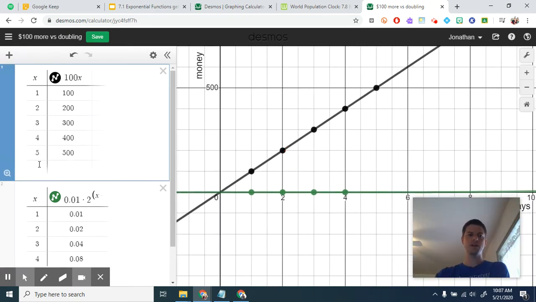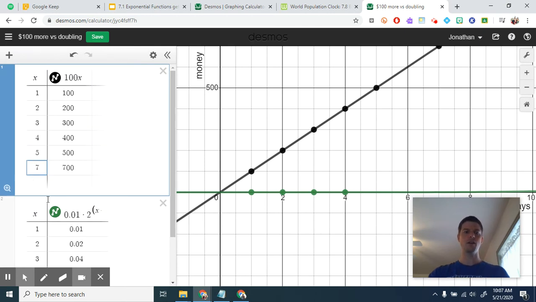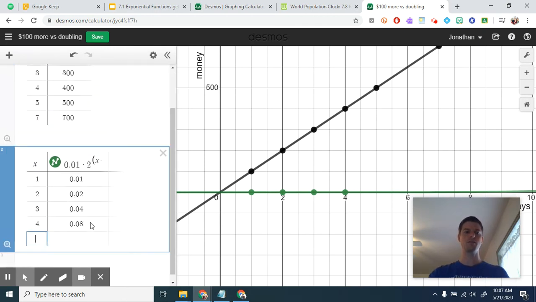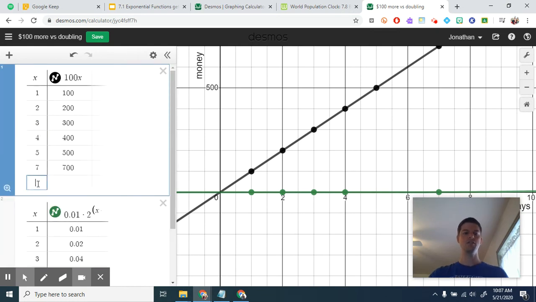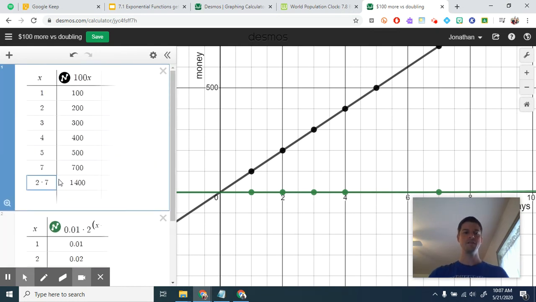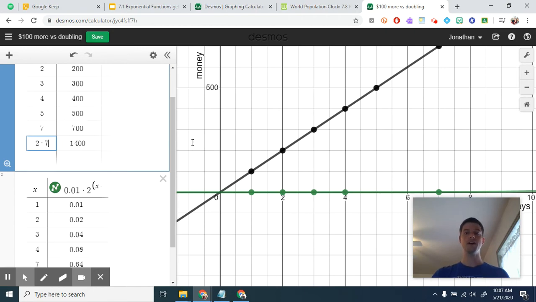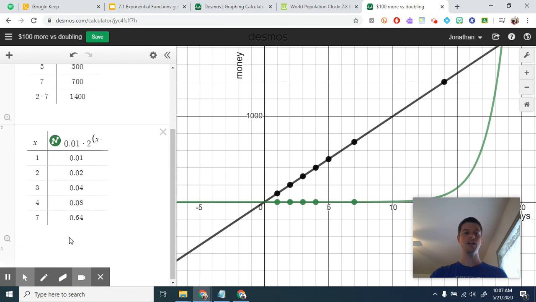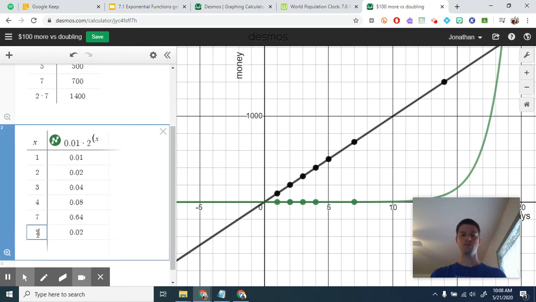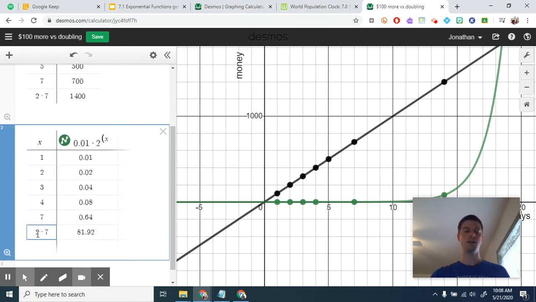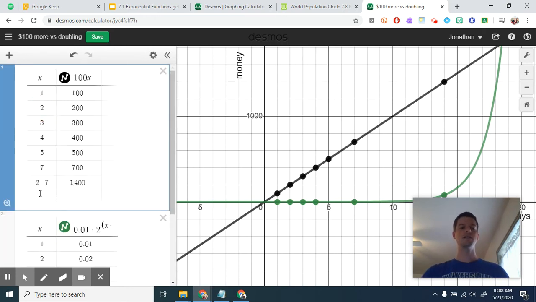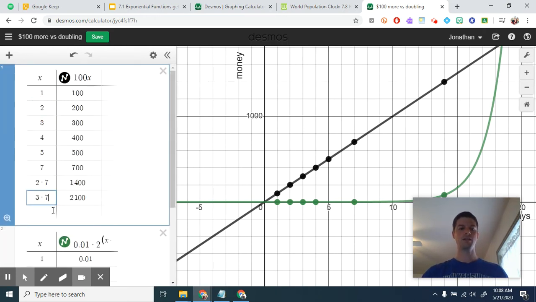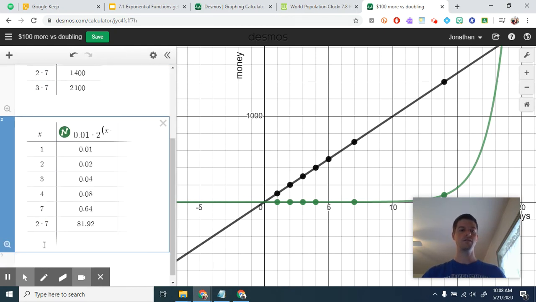So, well, let's skip on down. Let's see here. At the end of 1 week, that's $700. At the end of 1 week for green, that's just 64 cents. Huh. At the end of 2 weeks, that's 2 times 7, or 14. That's $1,400. Okay, let's zoom into that. And here at the end of 2 weeks, that's $81. Still not even as much as the first day. Let's get to the third week. $2,100.